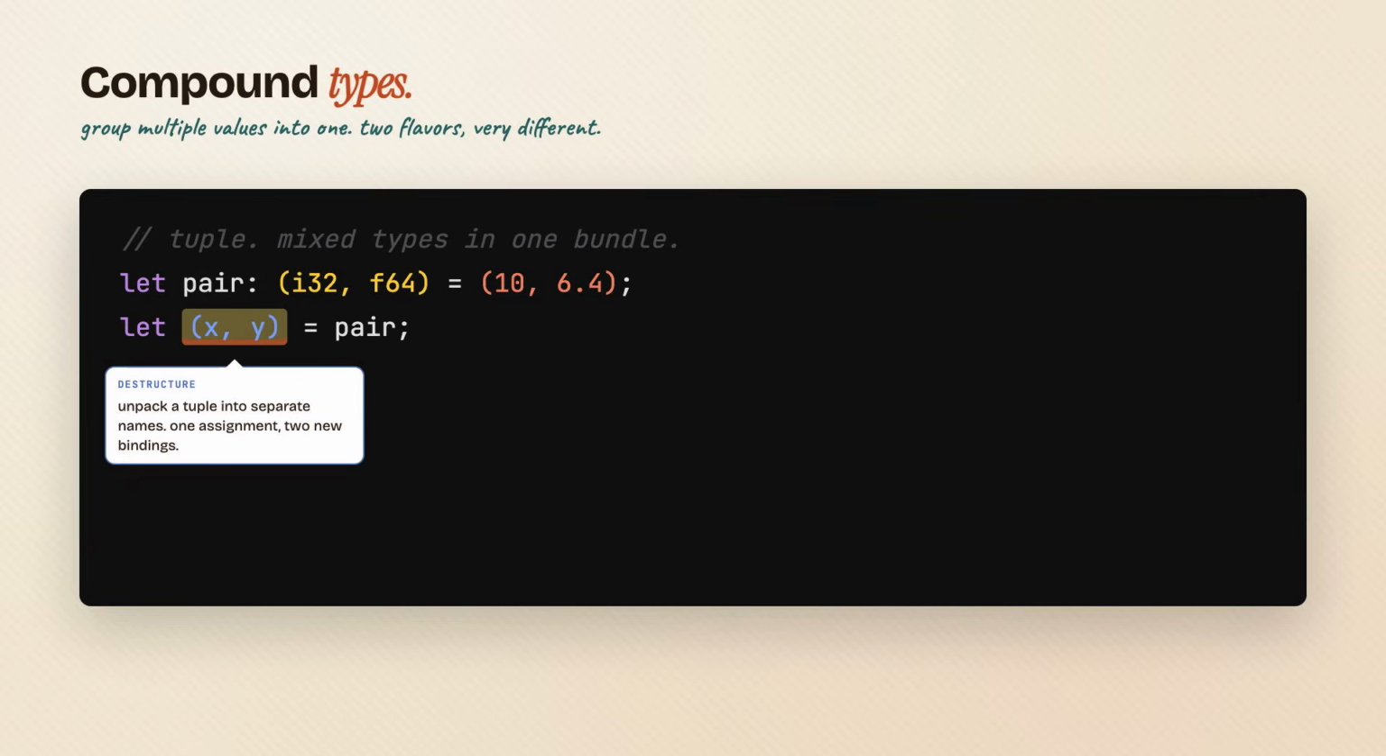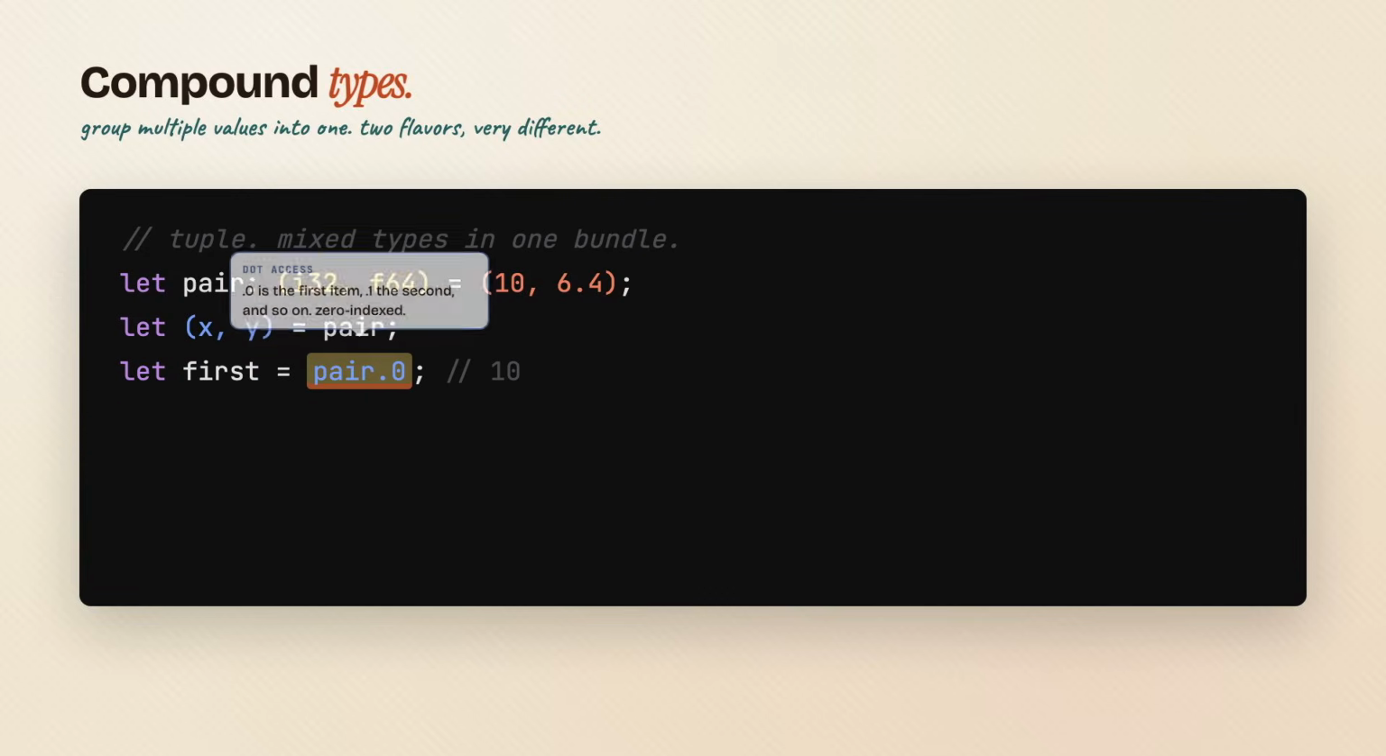To get the values back, you can destructure it: you use let, and inside the parentheses you put x and y, and then the name of the tuple. You can also have direct access with .0 or .1.